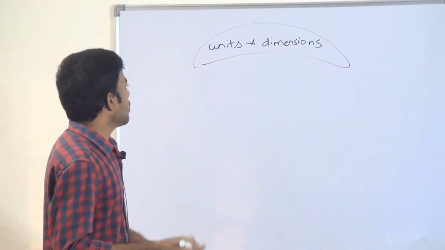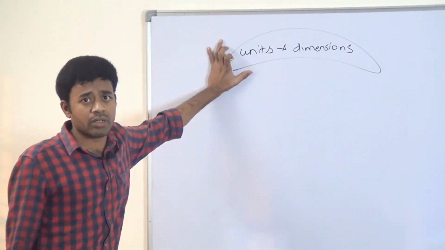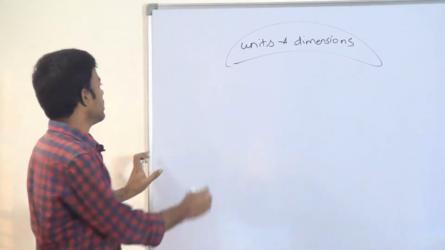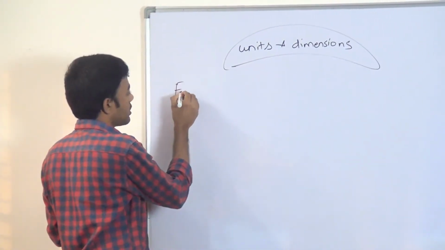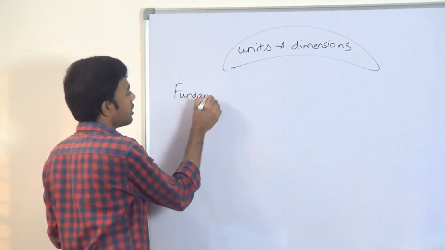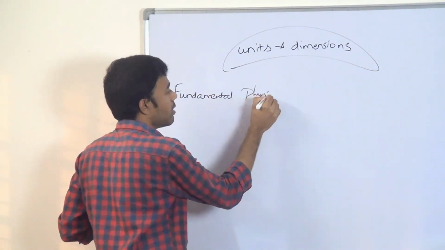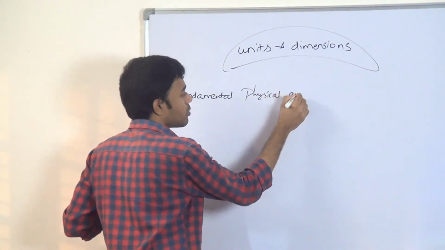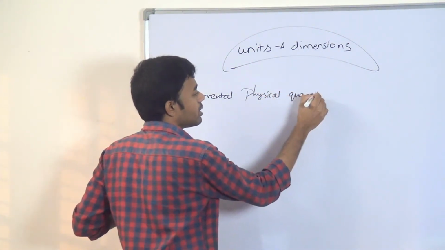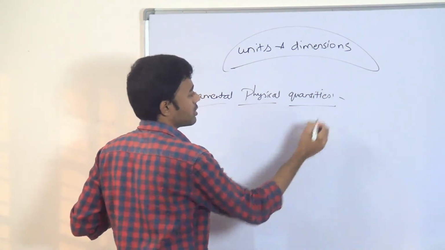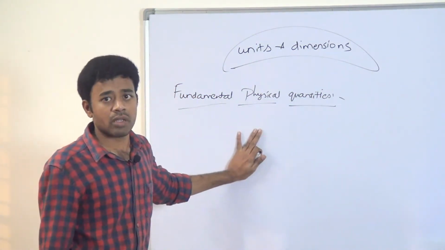We have basically seven fundamental physical quantities. Fundamental physical quantities means every other physical quantity can be indicated in terms of the seven fundamental physical quantities. So what are those seven?